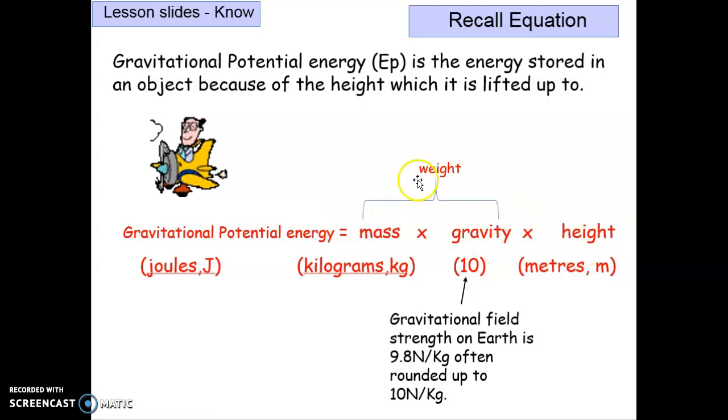Now, if you remember from year 8, mass times gravity gives us the weight in newtons. On Earth, the gravitational field strength is 9.8 newtons per kilogram, but we often round this up to 10. You don't have to remember those numbers because if you need them in a question, they will be given to you in the question. Pause the video and write that down, please. It's a recall equation, so you need to learn that one.